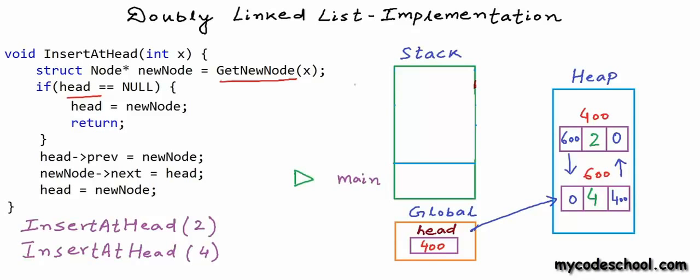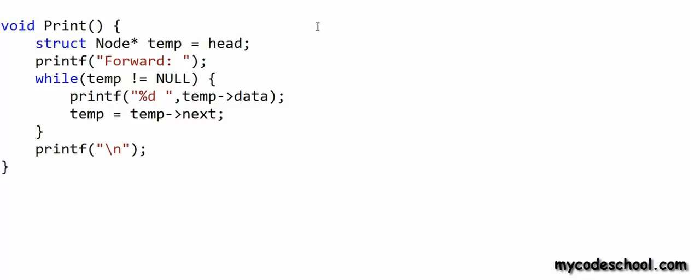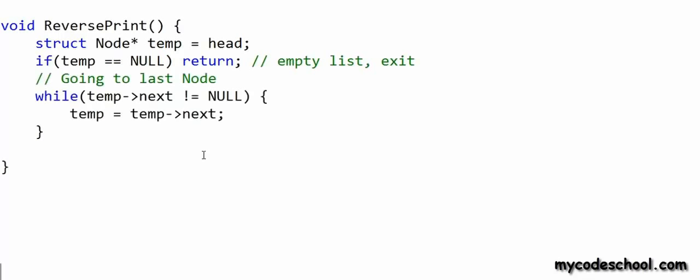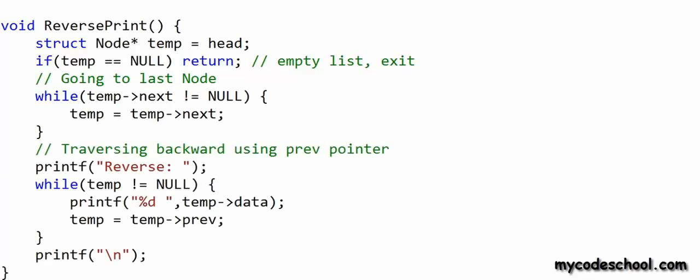Let's now go and write the rest of the functions. Print function will be the same as print for singly linked list. We will take a temporary pointer to node, initially set it to head, and then we will use this statement, temp equal temp next, to go to the next node, and we will keep on printing. In reverse print, we will first go to the end node of the list using the next pointer, and then we will traverse backward using this statement, temp equal temp arrow prev. So we will use the previous pointer, and while traversing backward we will print the data.